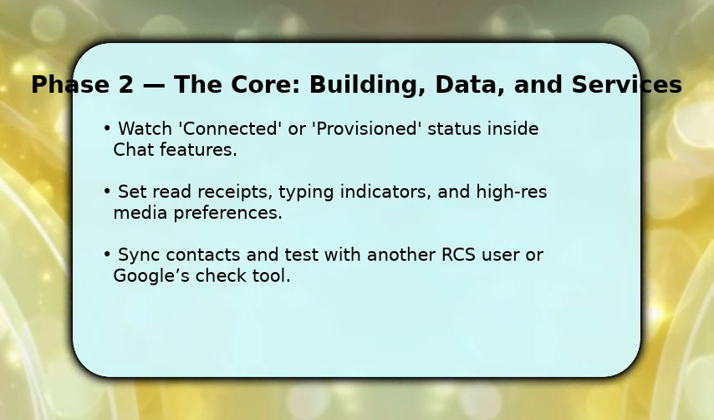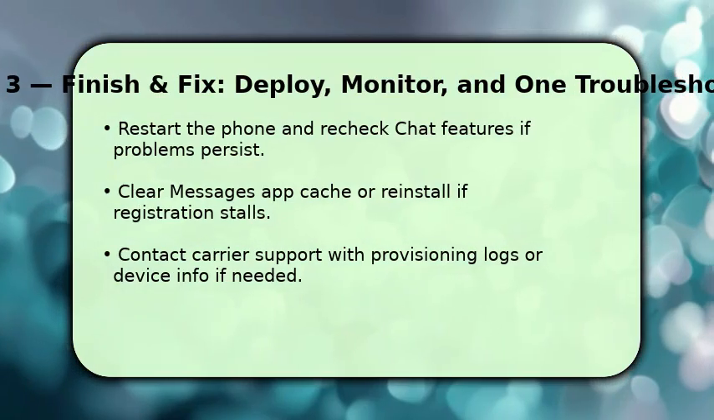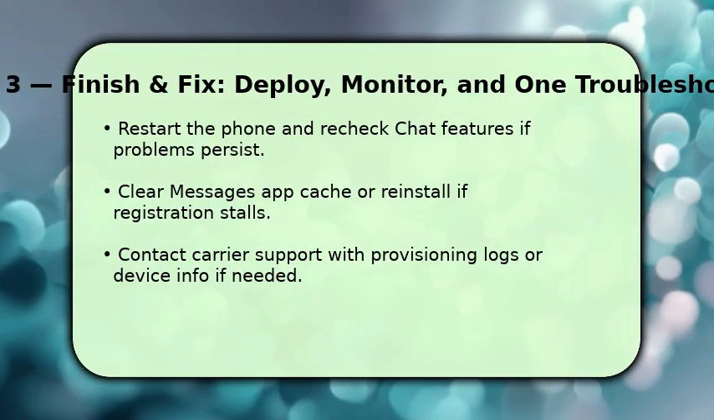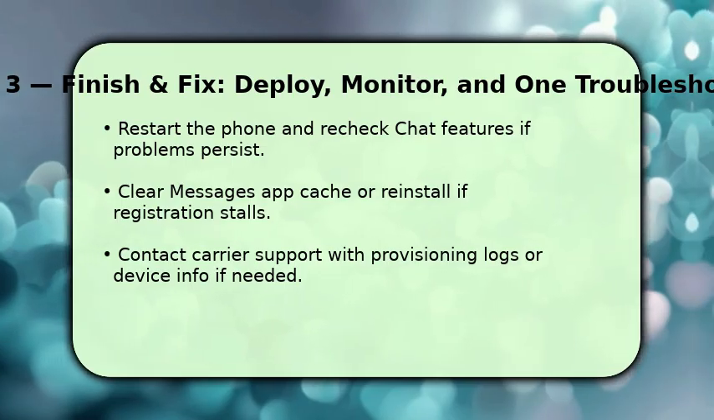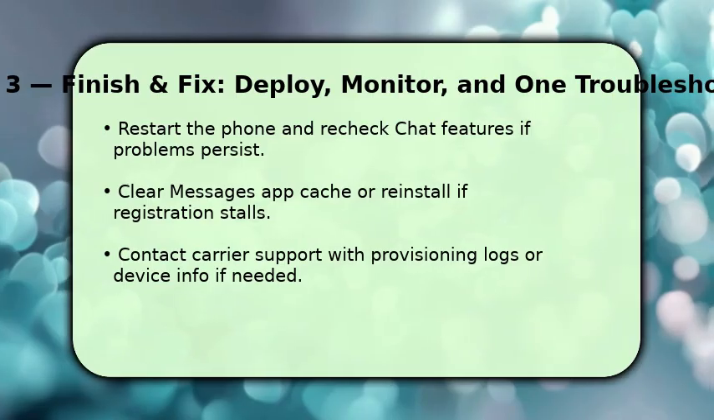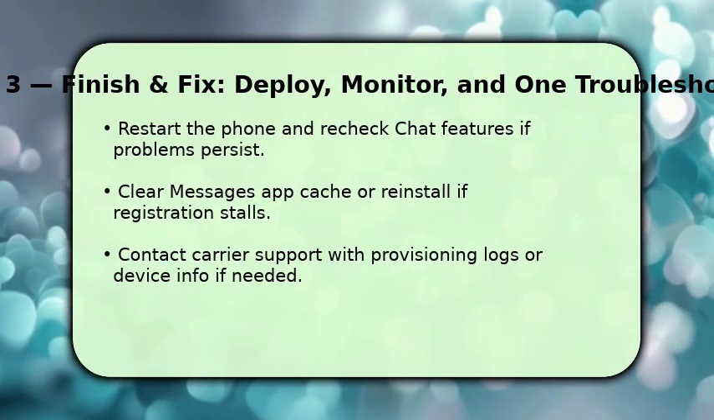To finish, restart your phone and reopen Messages to confirm chat features remain connected. This ensures settings stick. If registration stalls, clear the Messages app cache or uninstall updates and reinstall. That often resets provisioning. Make sure your OS is up to date. Carriers sometimes require the latest patches.